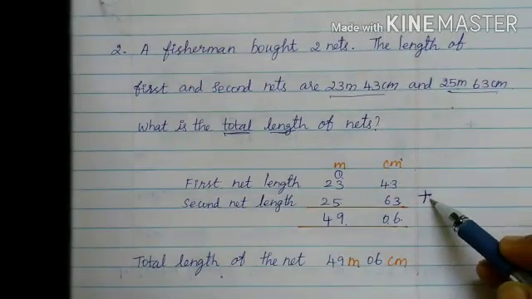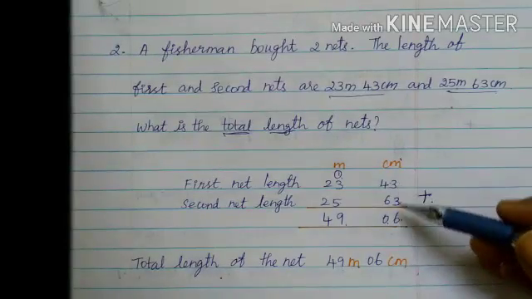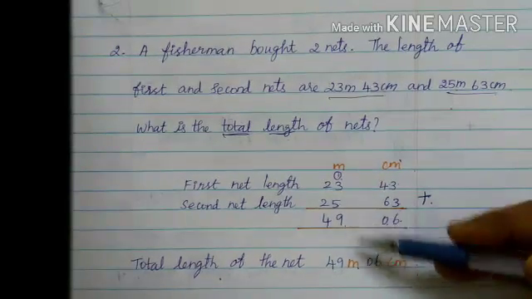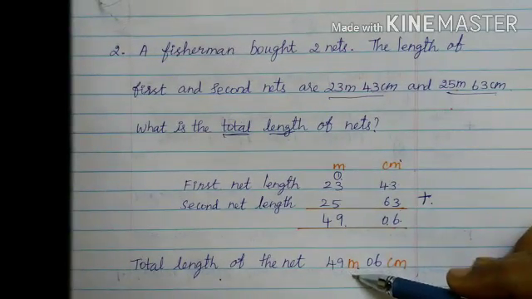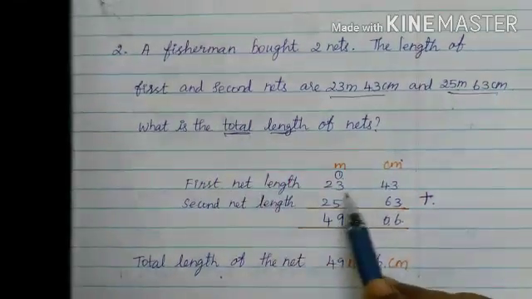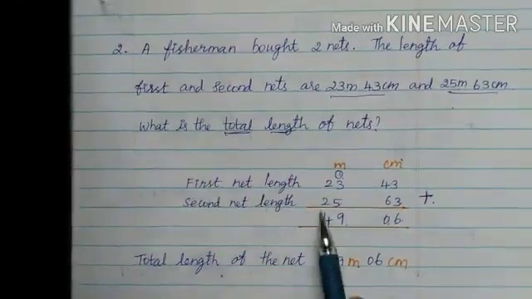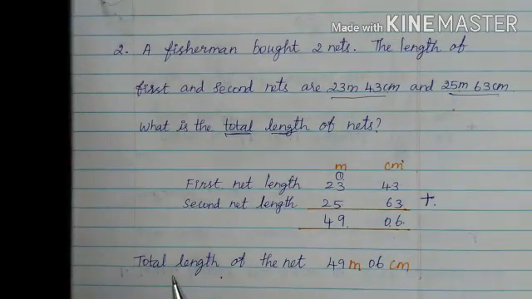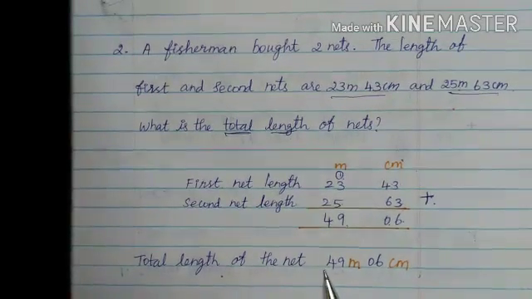So you do the addition. Then you add the centimeter and meter. Then you get the answer, 49 meter and 6 centimeter. Here first net length, then second net length. So finally you find out the answer, which is the total length of the net.